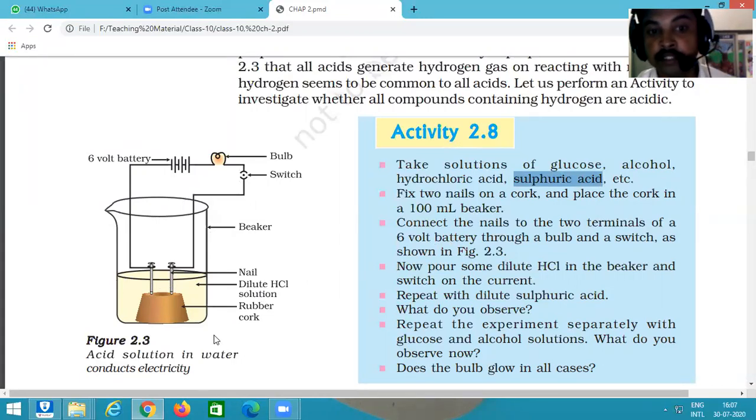But when we repeat this procedure with the solution of glucose, and then repeat it with alcohol, what do we see? We see that the bulb does not glow. Why? Because glucose and alcohol do not dissolve to release ions. So they do not work as a conductive solution. The current does not flow through the solution and the bulb does not glow.